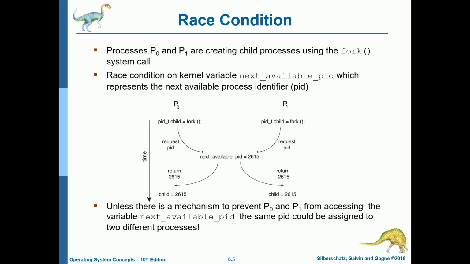Now, a situation like this, where several processes are trying to access and manipulate the same data concurrently, and the outcome of that execution depends on the particular order in which they are accessed, is called a race condition. The process ID in this case depends on whether process 1 or process 0 accessed it first. This can be a very nasty synchronization problem. Unless we have a mechanism to prevent this, we can have the same process identifier assigned to two different processes.